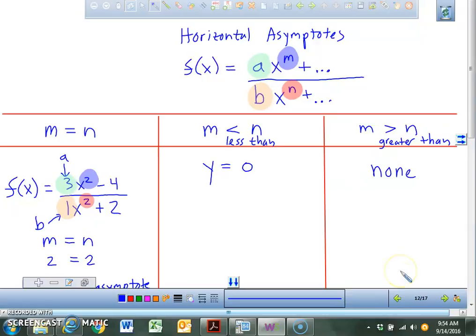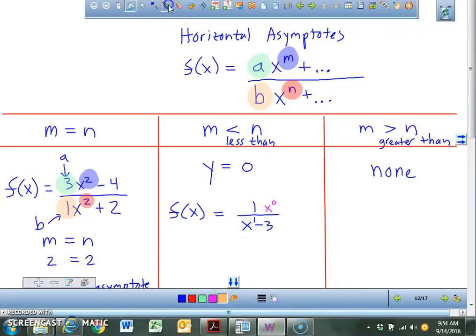Now I'm going to give you two equations, instead of saying y equals 0 and none. Here's one of them. If I said f of x equals 1 over x minus 3, this would be a scenario where your m value is less than your n value. Do you see an x here? No. Technically, I could write it as x to the 0, and this is x to the first. So if I asked what your m value is, you'd say 0, and your n value would be 1.